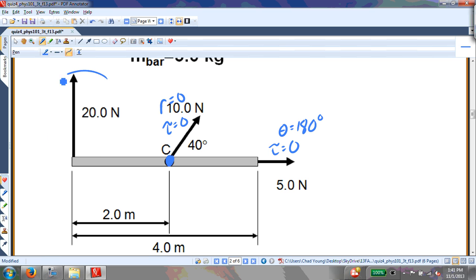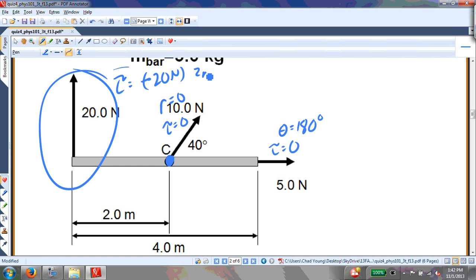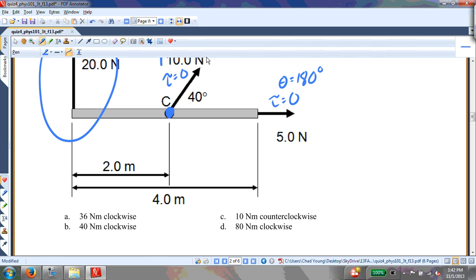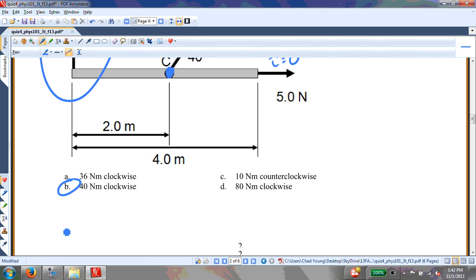So I just have this force, all right? And this is, let's see, clockwise. So this torque is equal to negative 20 newtons times 2 meters, which is 40 newton meters. It's clockwise, so it's negative. 40 newton meters clockwise. So that was problem number 10.